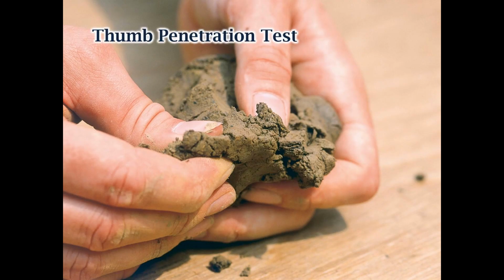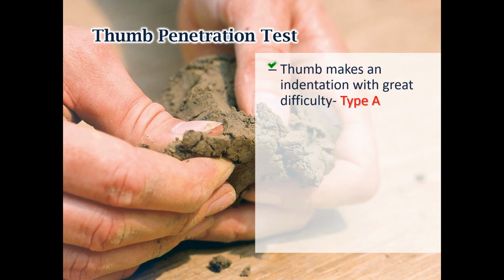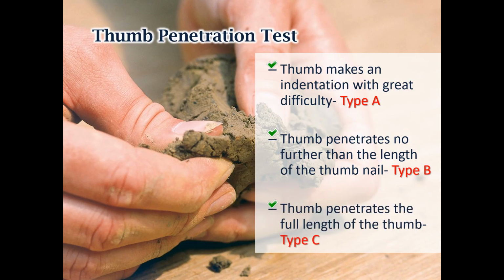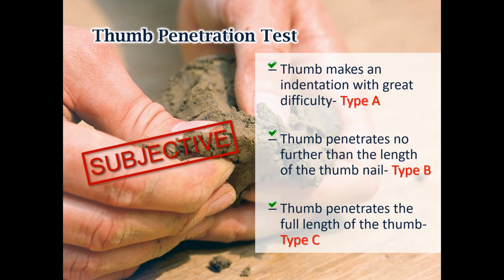A less complex manual test is a thumb penetration test. This test involves an attempt to press a thumb firmly into the soil. If the thumb makes an indentation in the soil only with great difficulty, the soil is probably type A. If the thumb penetrates no further than the length of the thumbnail, it is probably type B soil. And if the thumb penetrates the full length of the thumb, it is type C soil. The thumb test is subjective and is therefore the least accurate of the three methods discussed so far.